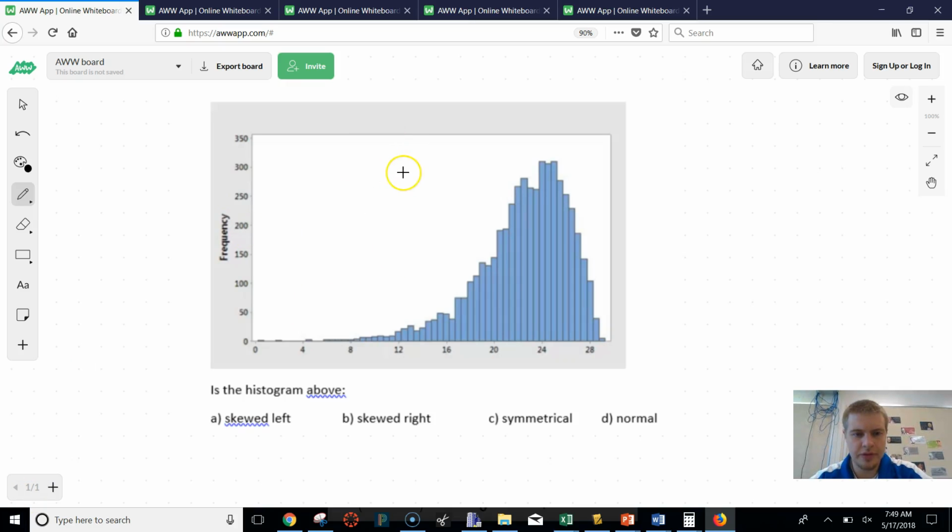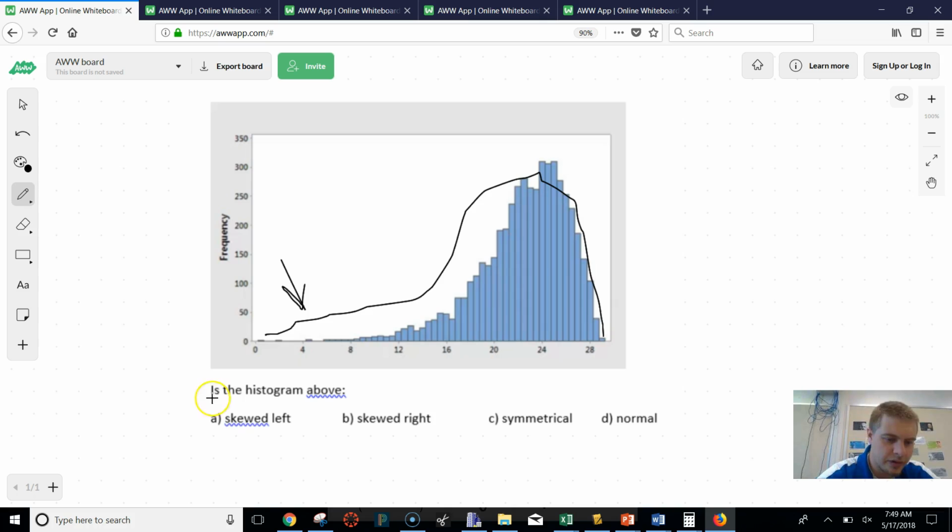Okay, so what we're going to do for this first one is we just have to decide what its skew is. So this thing I know is skewed left, because when we talk about the skew of a graph, or kind of how the graph goes, the skew of the graph always follows this tail over here. So this first one would be A, because the skew of the graph always follows the tail.